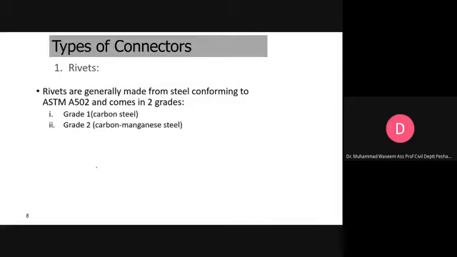Now rivets are made of steel, and please remember they are made from ASTM A502, which comes in two grades. Grade 1, which we call carbon steel. Grade 2, carbon manganese steel. So remember that rivets are made from ASTM A502, and then we have grade 1 and grade 2.